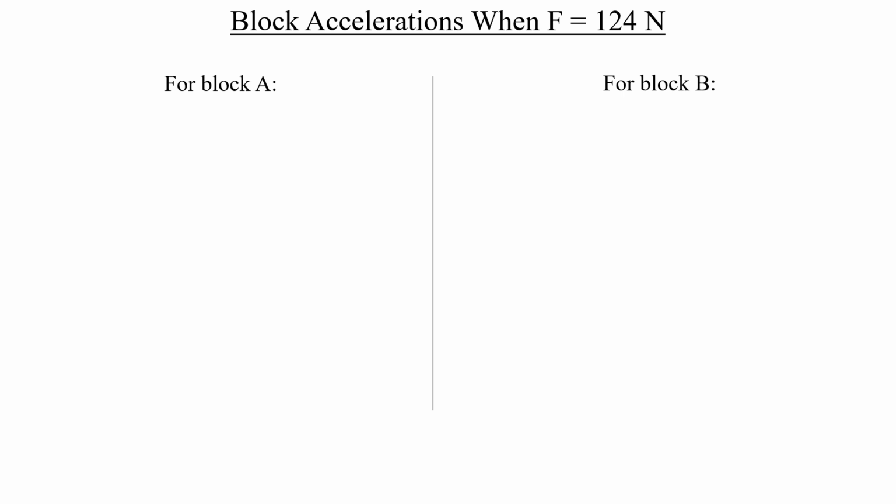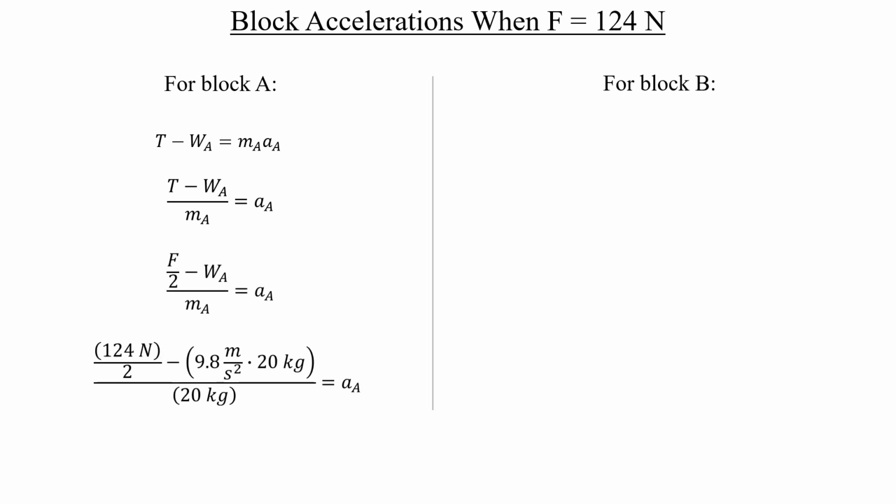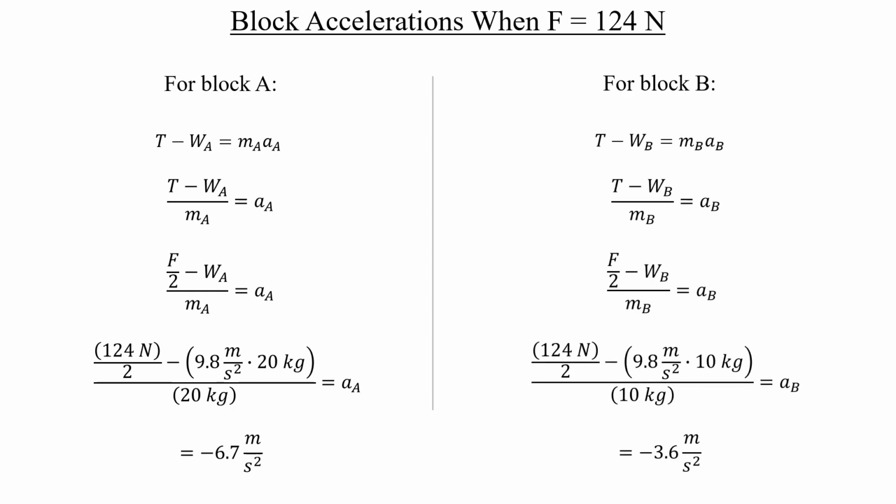I'll start on the left with block A and show the general procedure. We'll take our sum of forces expression for the block and divide out the mass on both sides to isolate the acceleration term. We know how the tension is related to the force, so that part can be inserted next. If we plug in the numbers and grab the result, we can do the exact same steps for the other block as well. But this is the part where the problem is trying to trick us.